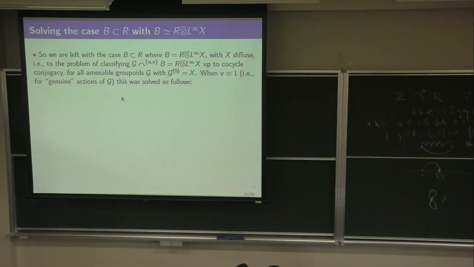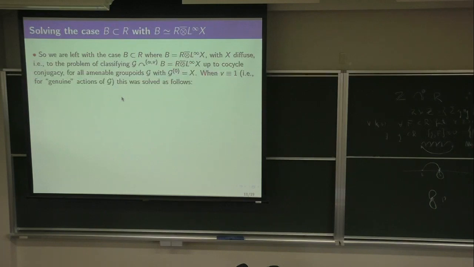So the case left is therefore when the center is diffuse, non-atomic, so in other words, B is of this form, okay? In other words, we are left with the problem of classifying cocycle actions of groupoids onto this space, up to cocycle conjugacy.